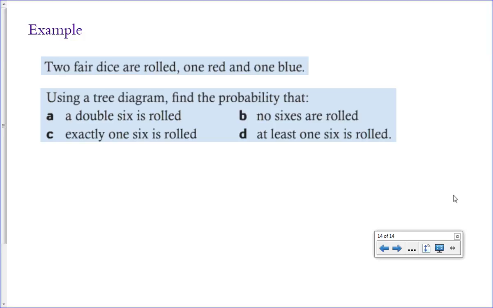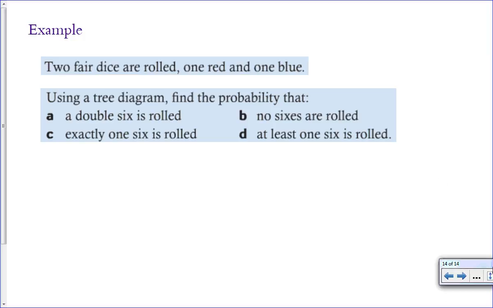And then the probability for D, that at least one 6 is rolled. So at least one 6, see if I can change to yet another color. This is at least one 6 because it's 2 6s. This is at least one 6, and this is at least one 6. Well, I don't want to add all those 3 pathways together because I could instead just do 1 minus the pathway that doesn't meet the condition. So that's from the complementary events that we talked about earlier.